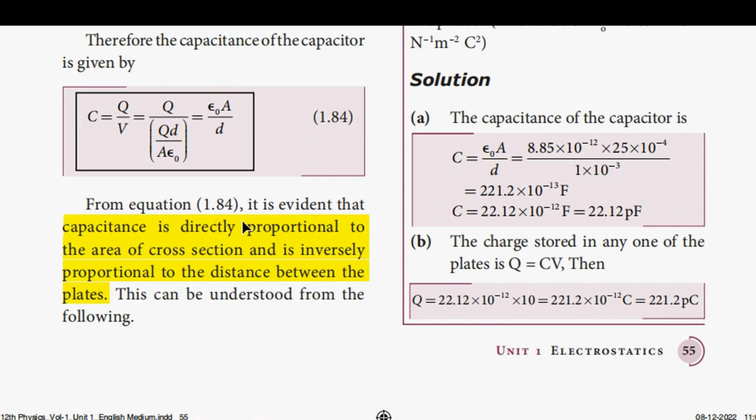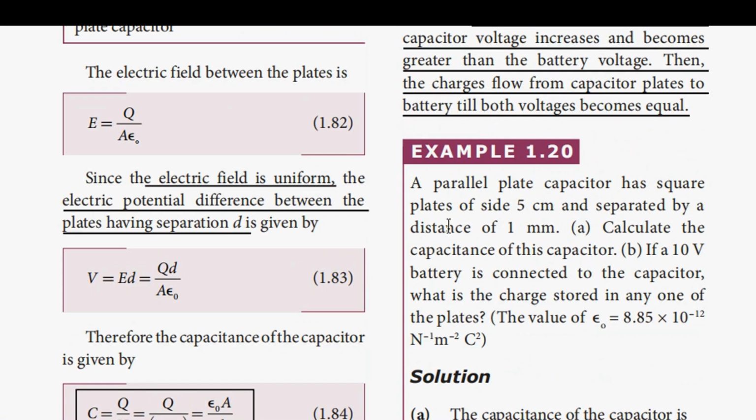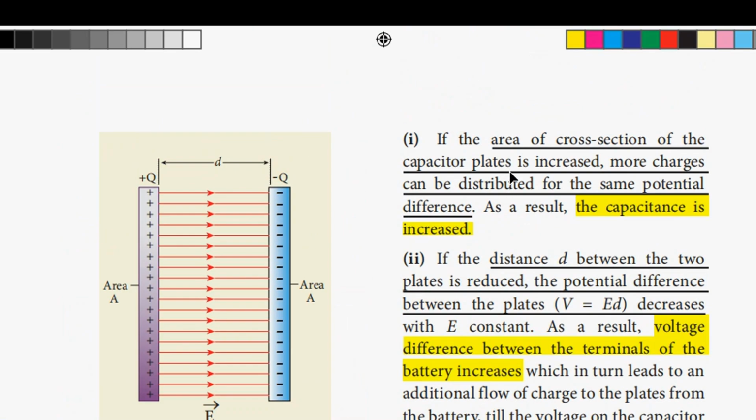So from this equation, it is evident that the capacitance is directly proportional to the area of cross-section A and is inversely proportional to the distance d between the plates. So that can be understood from the following points. First point is, if the area of cross-section of a capacitor plate is increased, more charges can be distributed for the same potential difference. Therefore, the capacitance is increased.